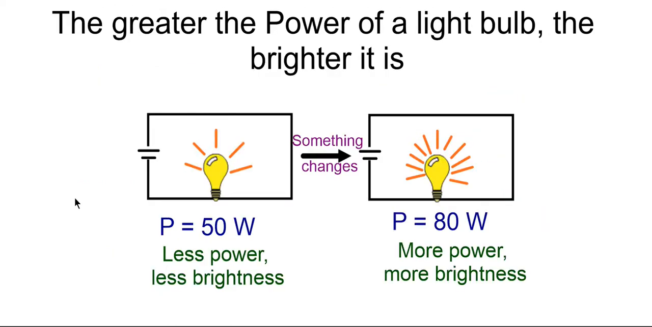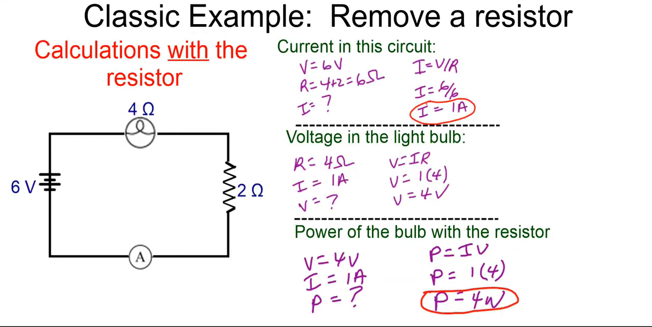Now here's the key. The moral of the story in the end is: the greater the power of a light bulb, the brighter it is. Let's start over here. This light bulb here is a power of 80 watts. This one here is 50 watts. So this one here has more power, doesn't he? He'll be brighter. Over here, less power, only 50 watts. He will not be as bright. Okay, this is the same bulb, but I'm putting 80 watts through him here and 50 watts through him here, and this guy's less bright. Same bulb though, just different power.